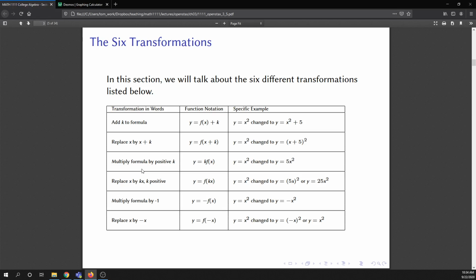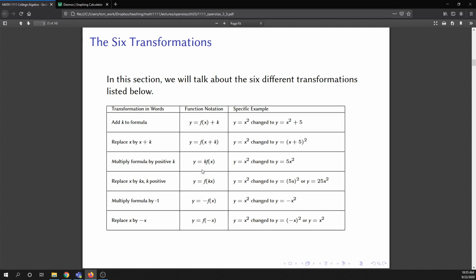The next transformation in words is we are going to multiply the formula by some positive number k. Now you might say, hey, well, why are you restricting yourself to positive numbers? And basically we will handle these negative cases separately, okay? It just turns out that it's a little bit easier to separate those out and think about it that way, okay? Because a negative number will actually have a couple of effects. All right. So multiplying a formula by a positive k, the symbol for that in function notation is y equals k times f of x.